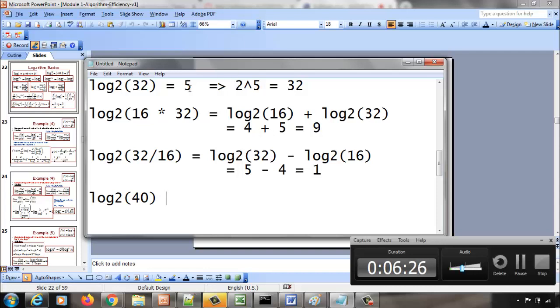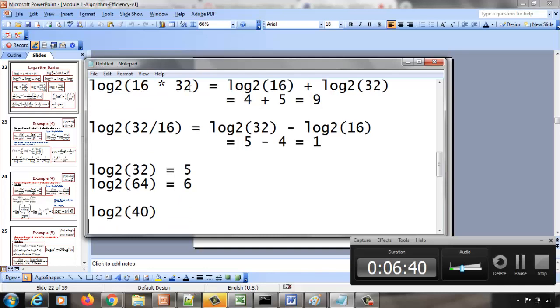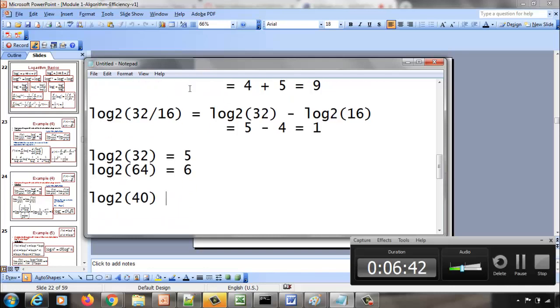Now as a rough guess, we know log of 32 to the base 2 is 5, and the next exponent of 2 is 64. Log 64 to the base 2 is 6. So log 40 to the base 2 should be 5 point something, right? So what is that 5 point something? And that's what we need to be able to find.